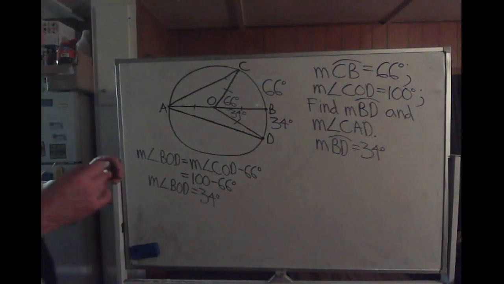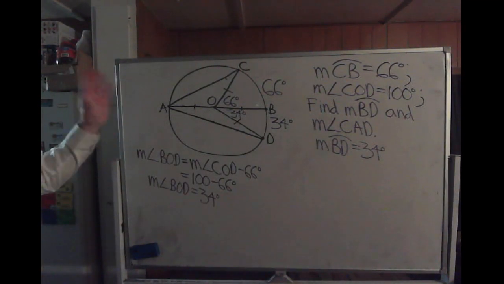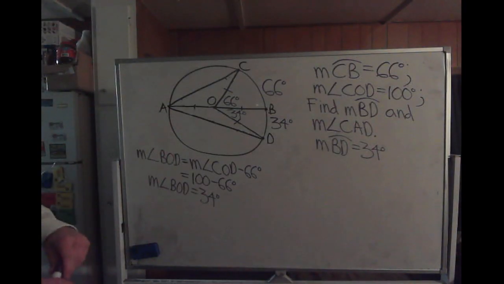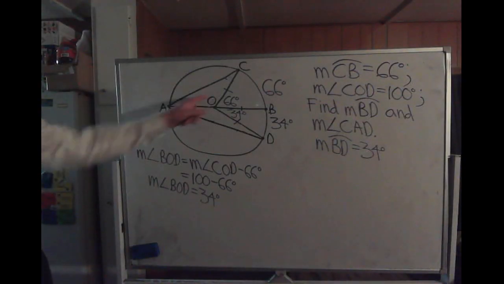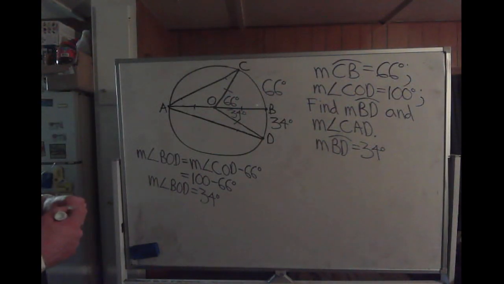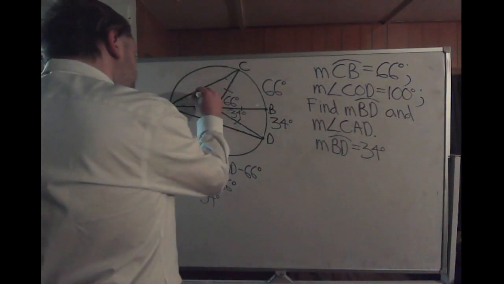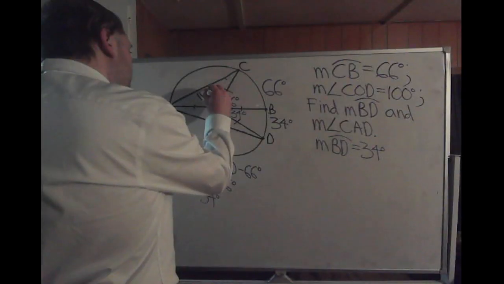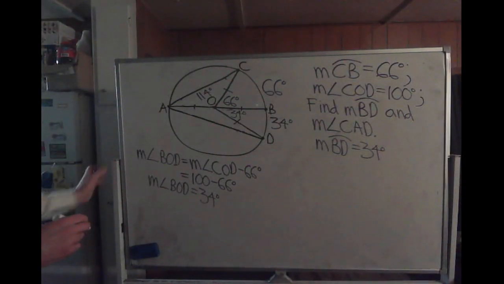And now we should be back to normal here, being able to find the measure of angle CAD. So, we know that angle COA and COB are supplementary, right? They form a straight line. So to define angle COA, all you're going to do is take 180 minus 66, which would give you 114. So that angle is 114.